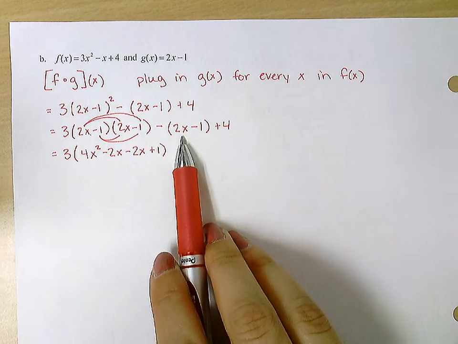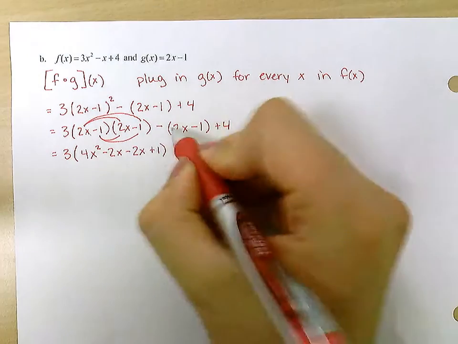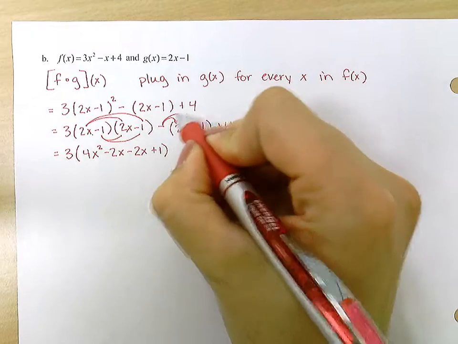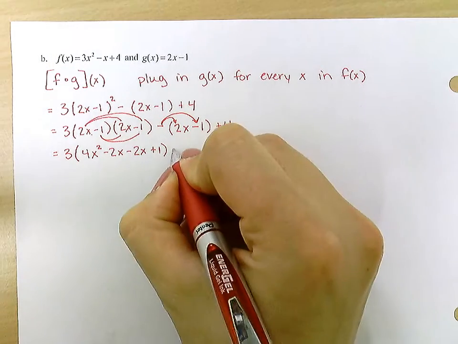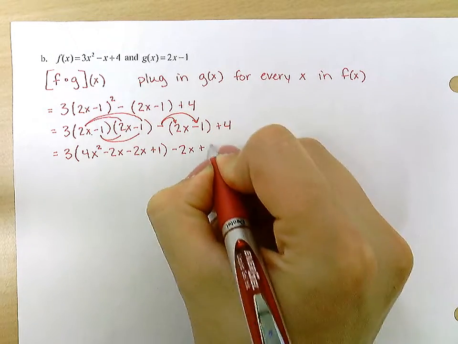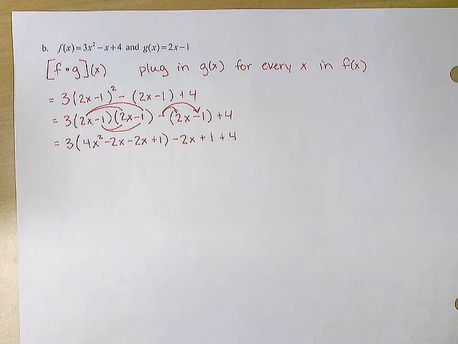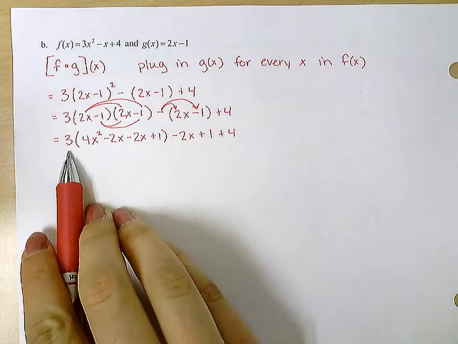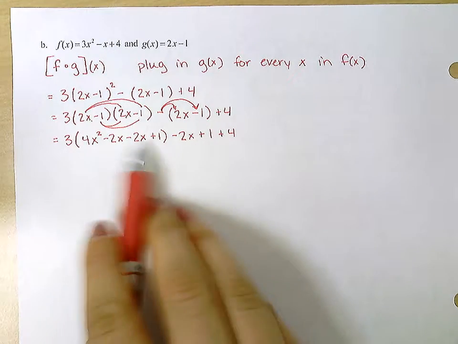Now with this quantity here, what do I have to do with this negative? You have to distribute it. So multiply 2x by negative 1, multiply negative 1 by negative 1. So I have minus 2x plus 1, then plus 4. What's my next step? Distribute the 3. So distribute the 3 to all the numbers in there.